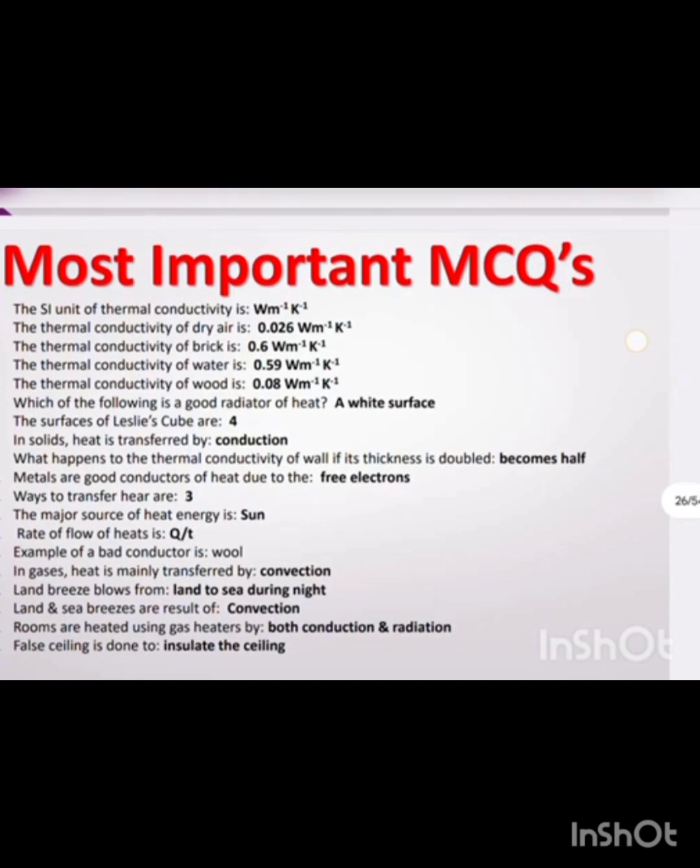In solids, heat is transferred by conduction. What happens to the thermal conductivity of a wall if its thickness is doubled? It becomes half. Metals are good conductors of heat due to the free electrons. The ways to transfer heat are three. The major source of heat energy is the sun.